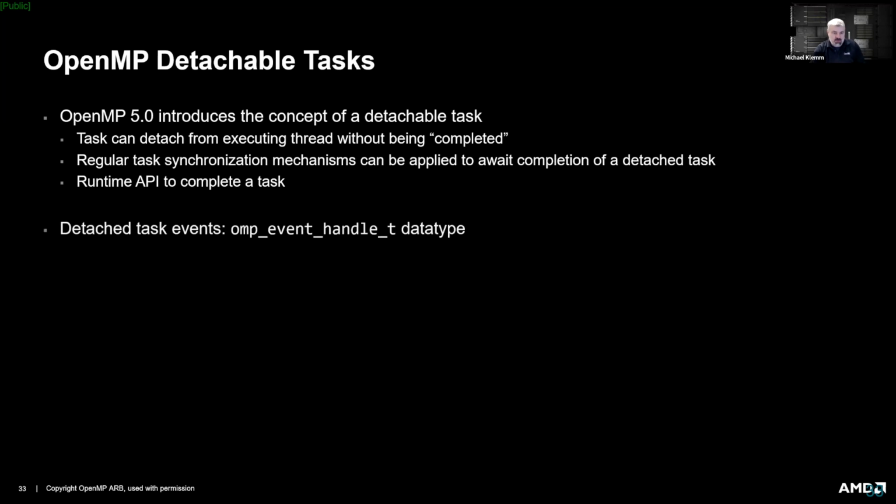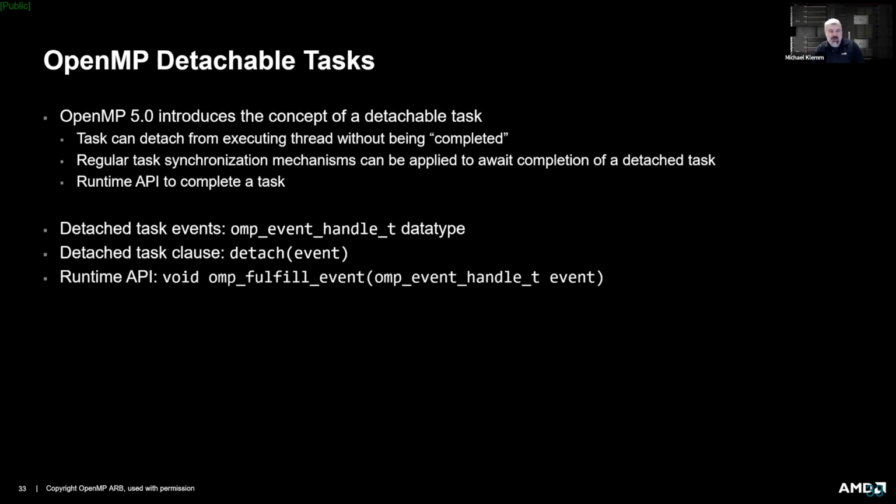And so what we can do is there's an OpenMP event handle T that basically grabs the task and stores it in that variable. We have a detach clause that implements this intersection between going from executing to completed, grabs the task and stores it in that variable. And then there's a runtime API that lets you grab whatever task is stored in that handle variable and tell the OpenMP runtime system that it's now being completed. If that doesn't make sense, here's an example.